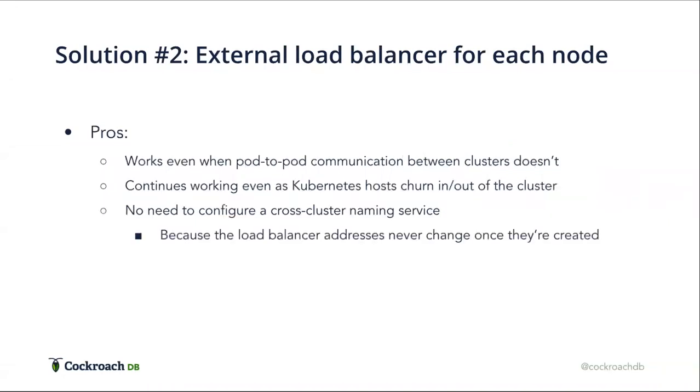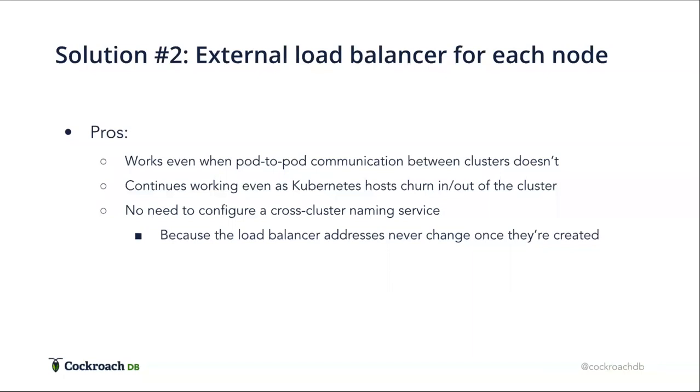And this is great because it works even when you don't have that pod-to-pod communication between clusters, just like in the previous solution. Because all communication between pods that are in different clusters is going through that load balanced IP address. And it continues working even as Kubernetes hosts churn in and out of the cluster. So it avoids that problem with the previous solution. Because even if nodes are being deleted and recreated all the time in the cloud, it's okay because the pods are still using the same load balanced IP addresses.